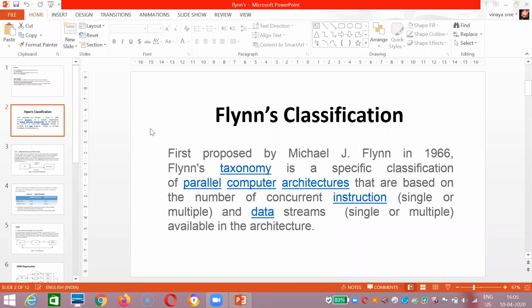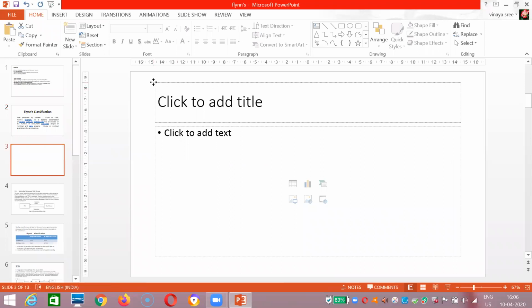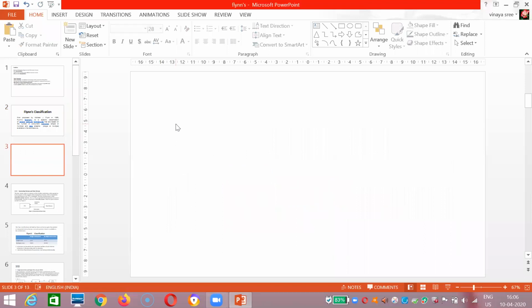In this Flynn's classification, before going for it, you have to know what concurrency control is and what parallel execution is. So before going for Flynn's classification, I want to explain how concurrency and parallelism can be achieved. I want to take an example so that you can understand clearly what I'm explaining.